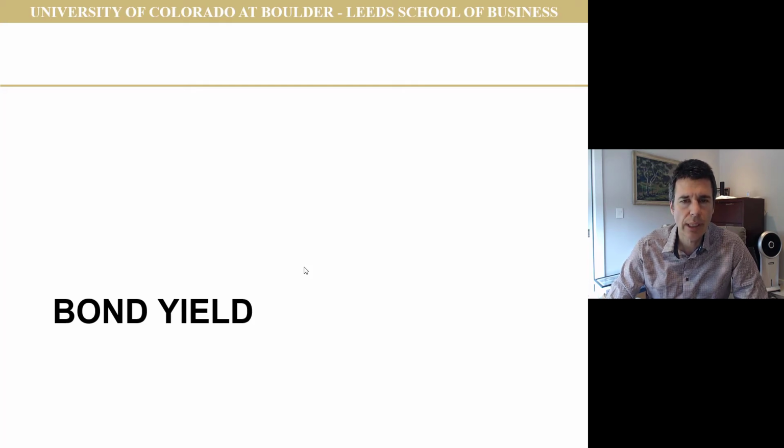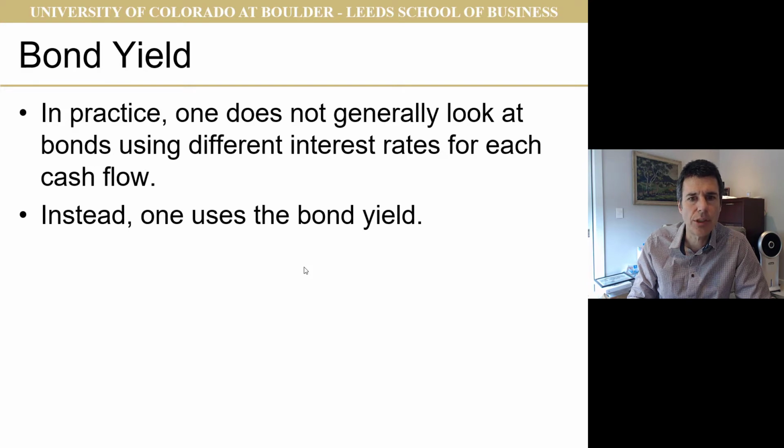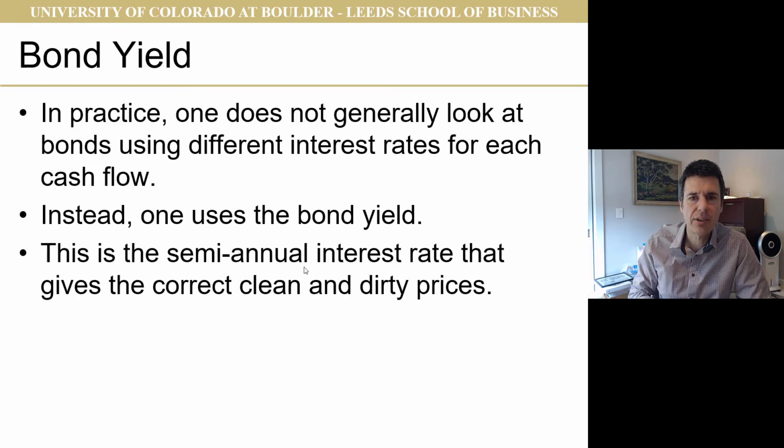Next, we're going to look at the bond yield. So in practice, one does not look at bonds using different interest rates for each cash flow. Instead, one uses the bond yield. So this is the semi-annual interest rate that gives the correct clean and dirty prices for the bond.